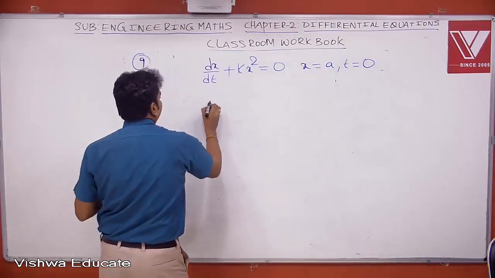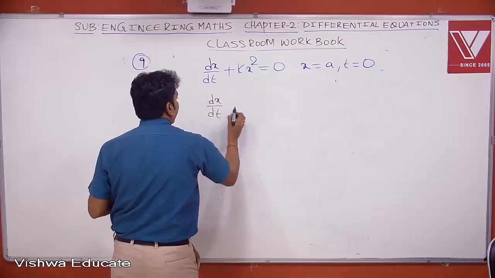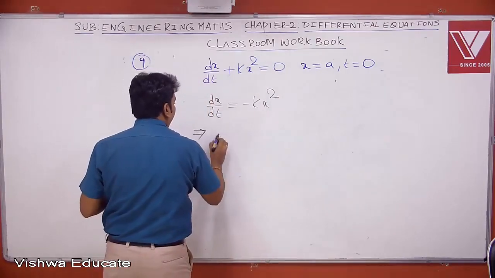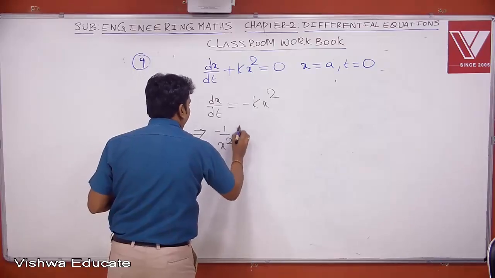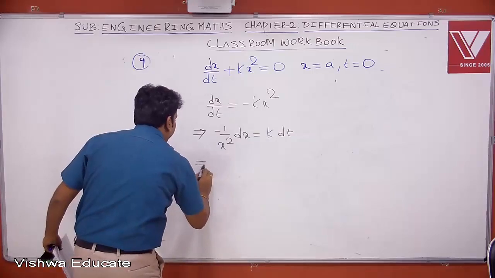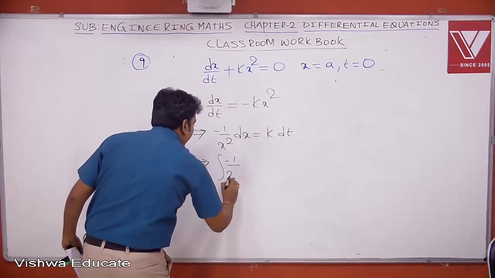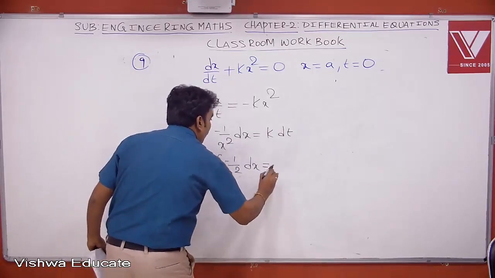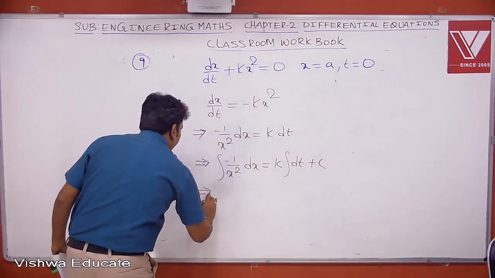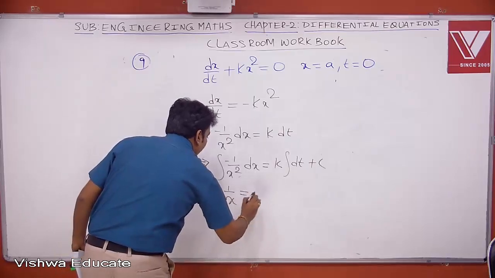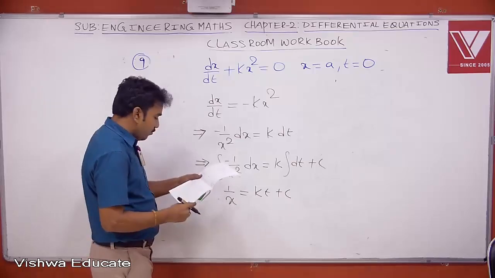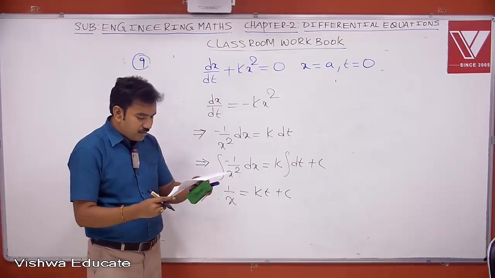Now let us see this. This equation is dx by dt equal to minus k x square. So this implies minus 1 by x square into dx equal to k dt. Now variables are separated. Apply integration on both sides. Integral minus 1 by x square dx equal to k into integral dt plus c. So this implies integral minus 1 by x square gives 1 by x equal to kt plus c. So the result is 1 by x equal to kt plus c.